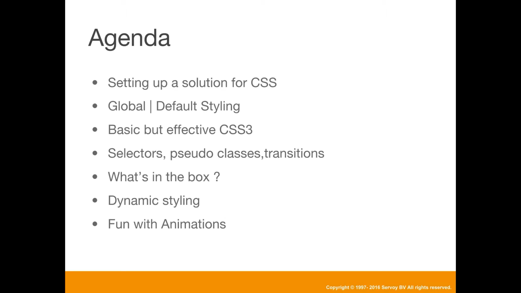So a quick overview of our agenda. I have a few slides and some demos, but we're going to show how to set up a solution for CSS. We're going to talk about sort of just default styling and then overriding that to do some more custom styling. Some basic but effective CSS 3 tricks. We'll talk about different selectors, pseudo classes, transitions. We'll look at what's sort of in the box with the default shipment of Servoy, and we'll look at dynamic styling and have a bit of fun with some animations.